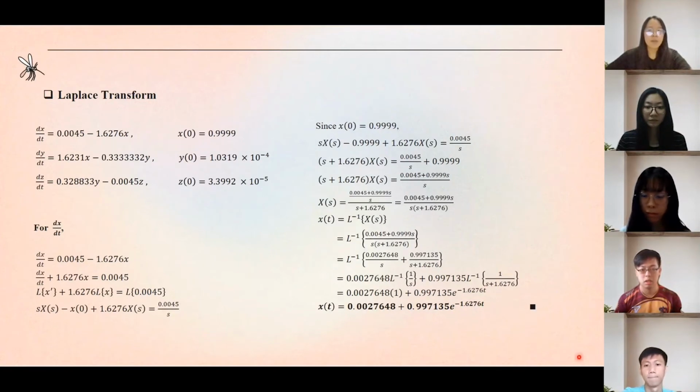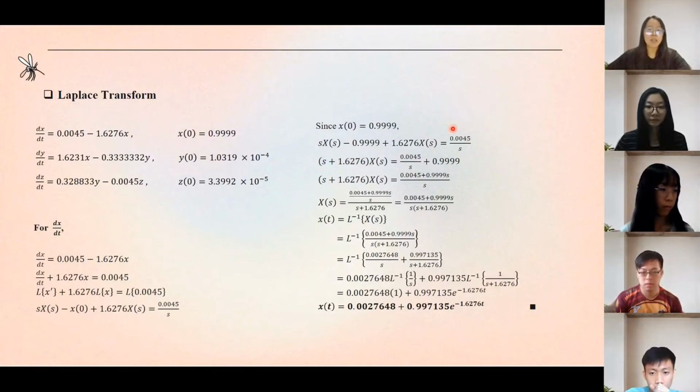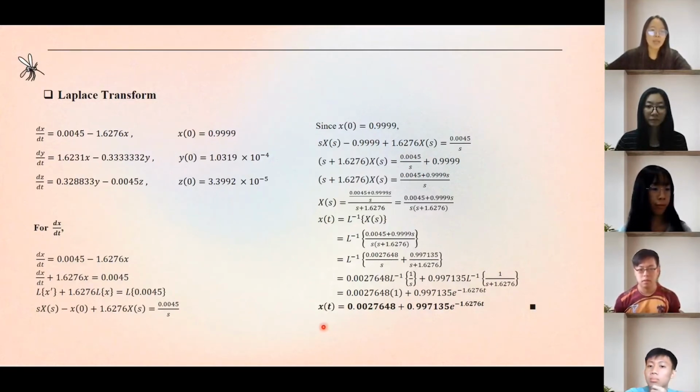In order to solve the systems of differential equations in our SIR model, we will use both Laplace transform and matrix method. First, I will explain about the Laplace transform. For dx over dt, we rearrange the equation into this and perform the Laplace transform, and we will get this. Then by using the initial condition, we get x equal to this. And then using inverse Laplace transform to get the solutions of x(t), which we get x(t) equal to this.